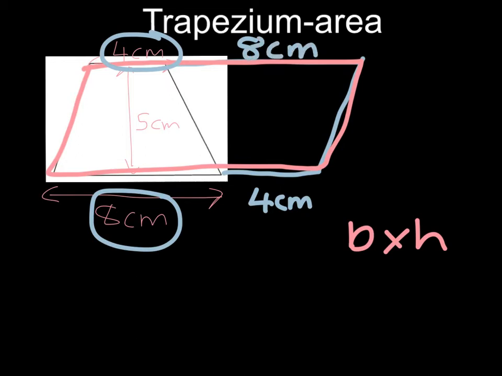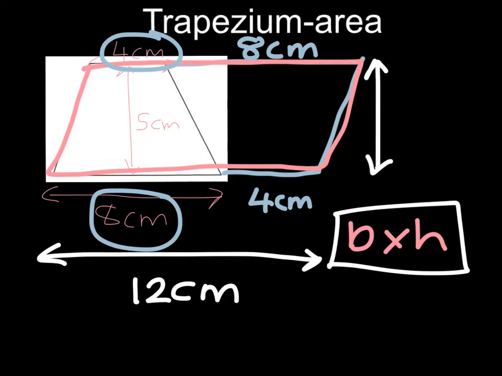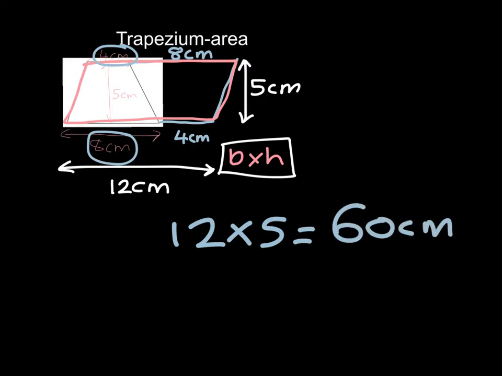Now if we look at the area of the parallelogram, like I said, it was base times height, so we need to work out the base of the big parallelogram. You can see you've got a length of 8 and 4, which gives you 12 centimetres. Then if we look at the height, that's taken from the inside, that is still 5 centimetres, that has not changed. So if you want to calculate the area of the parallelogram, we just need to do 12 times 5, and that gives us 60 centimetres squared.